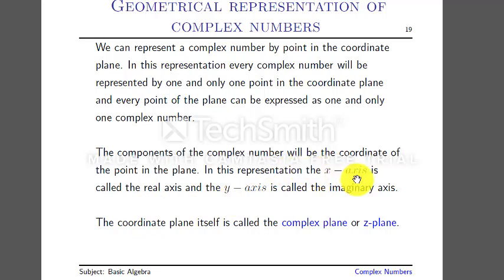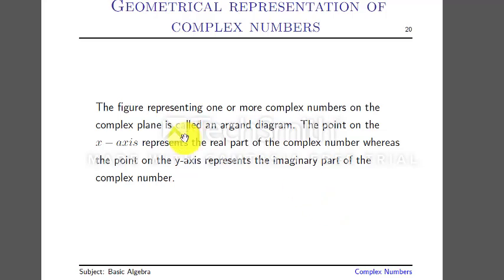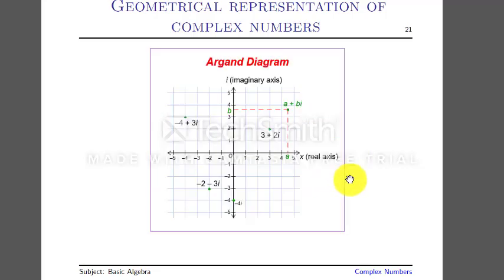The x-axis is the real axis, the y-axis is the imaginary axis. The coordinate plane itself is called the complex plane or the z-plane. The figure representing one or more complex numbers on the complex plane is called an Argand diagram. The point on the x-axis represents the real part of the complex number, whereas the point on the y-axis represents the imaginary part. And this picture depicts the representation of a complex number in a complex plane.